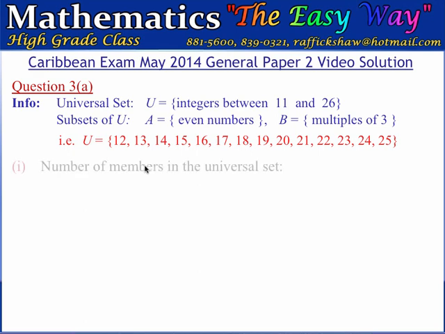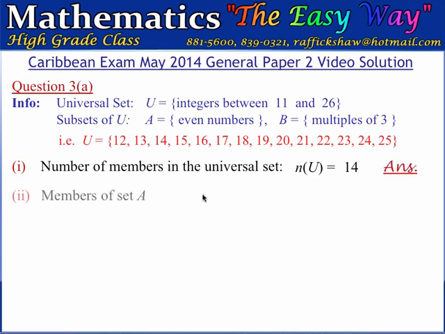And the first part wants us to state the number of members of the universal set. And so it's a matter of counting how many members are in set U. And that is represented like this. The number of members in the universal set, in this case, will be 14. If we count this, 1, 2, 3, 4, 5, 6, 7, 8, 9, 10, 11, 12, 13, 14 members. And so that's it. The number of members in the universal set is 14.